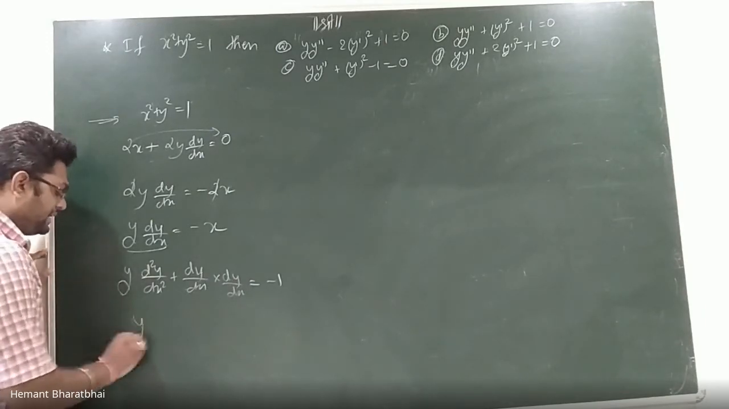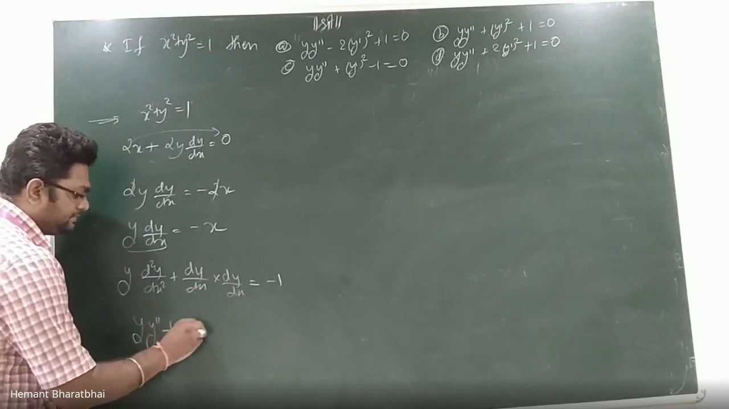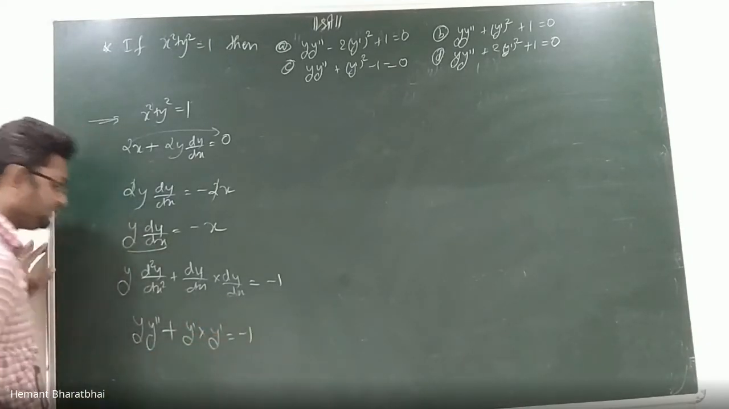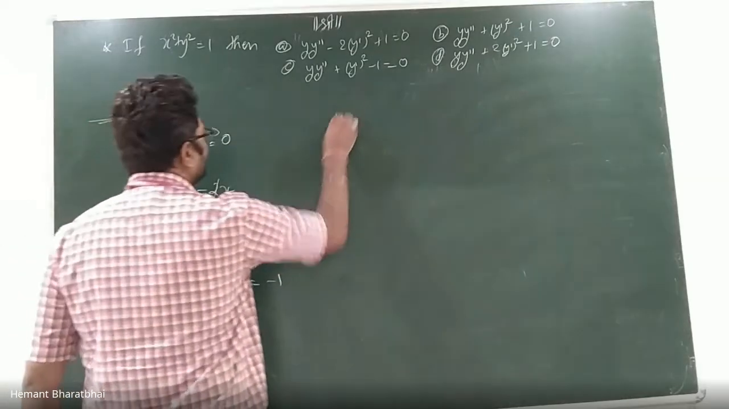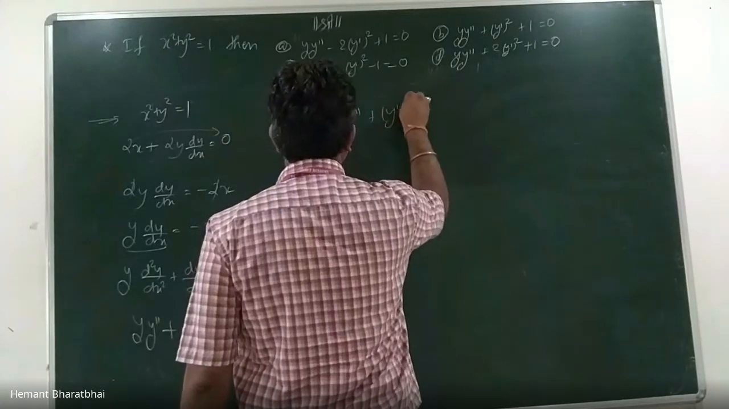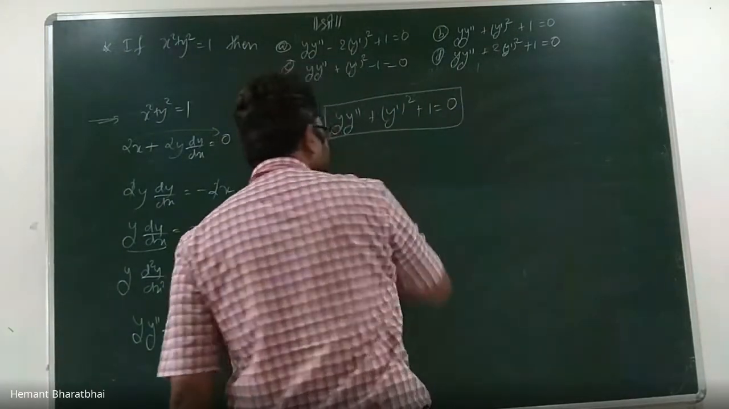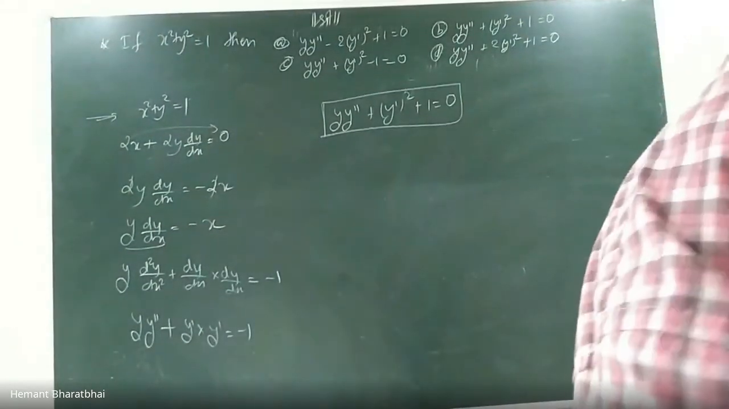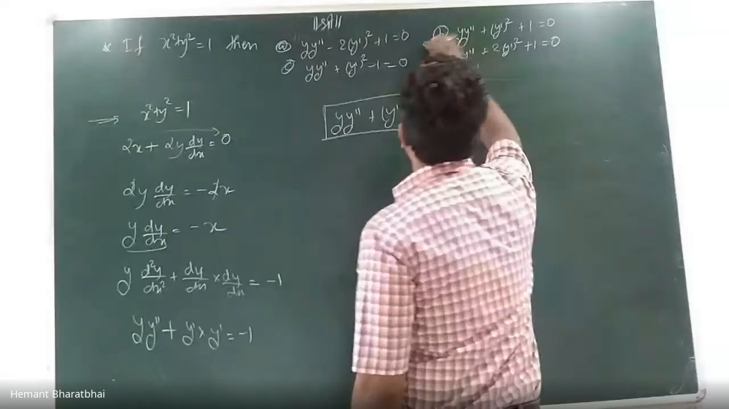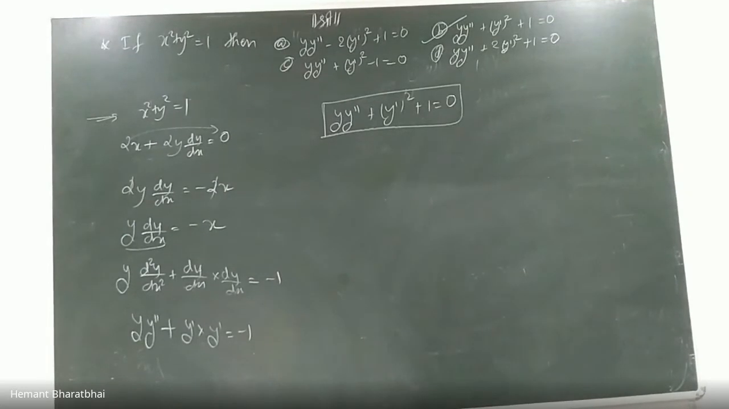So using the notation, I'll get y double dash plus this is y dash, and this is also again y dash is equal to minus 1. Therefore, I get y double dash plus y dash the whole square, minus 1 will come over here, so plus 1 equals to 0. So let's see which option is there for the simple numerical. So y double dash plus y dash square plus 1. So option B is our answer. Okay, so option B is our answer.